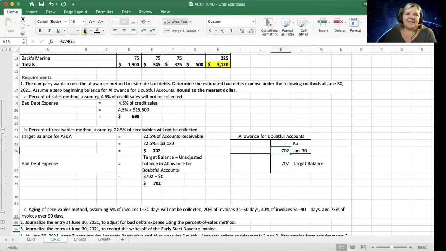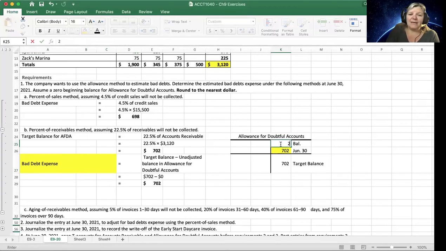So the question then is, what do we need to record to come up with that target balance? And that ultimately ends up being your bad debt expense. So for example, if we had a credit balance in the account of $25 to start the period, our target would still be 702 based on 22.5% of the receivables balance. But in this case, you can see bad debt expense, instead of being 702, would be 677, because we're going to take that ending balance and subtract off a balance that already existed in the account. Okay, so hopefully that's clear. In this case, as I said, we have a zero opening balance, so we end up with 702 as our bad debt expense.